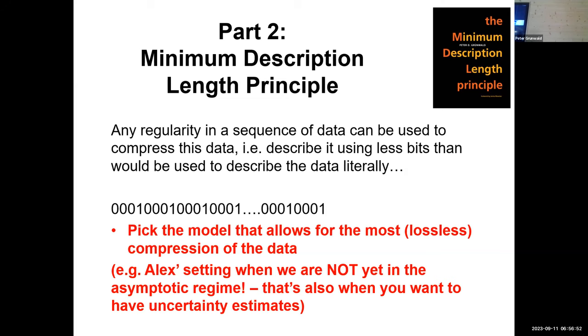And then, of course, you also want to use this for models with thousands or even 10,000 of parameters. You have a number of them, at most countably many, and you want to select one or a subset of them based on how much they compress the data.